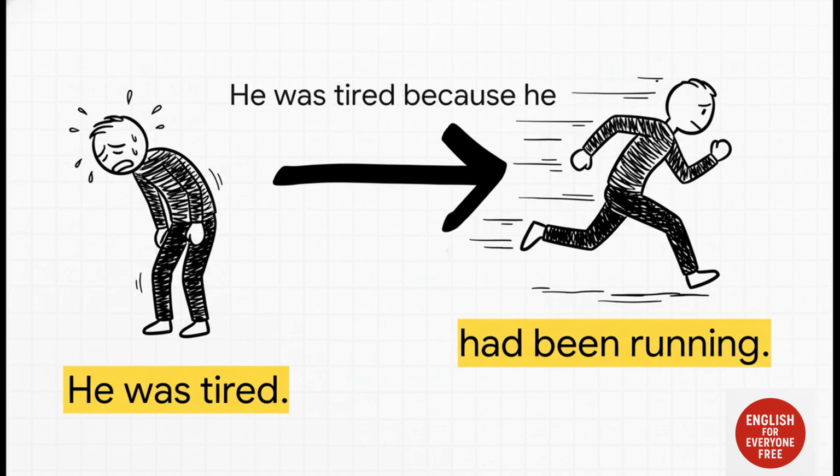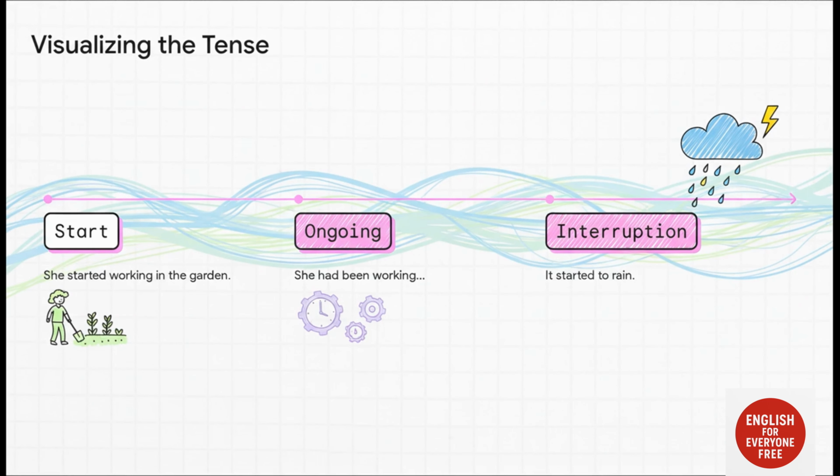Here's a perfect example of explaining a cause. He was tired. Okay, but why was he tired? The reason, the cause, was the long action that happened right before, because he had been running. The running totally explains the tiredness. See how clean that is? This timeline visualizes it perfectly. Imagine you've got this ongoing background action. She had been working in the garden for a while, and then, bam, the interruption hits. A shorter action. It started to rain. The rain cut the gardening short.